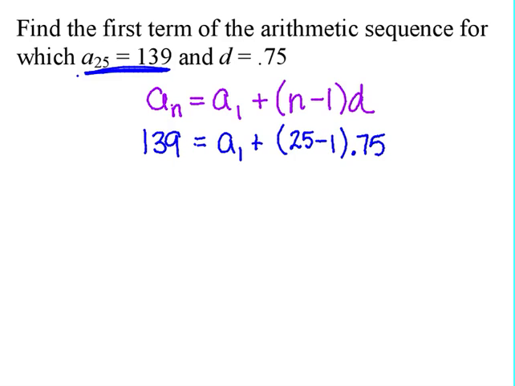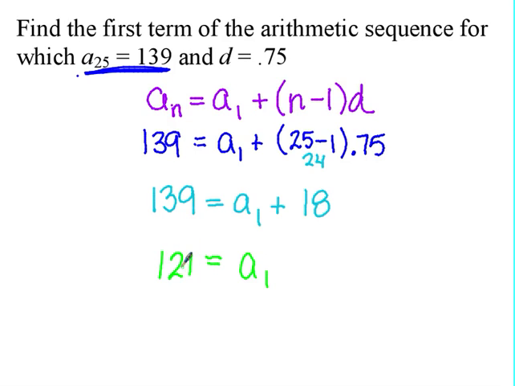So now by plugging all those in, you can see that the only thing left we have is a sub 1, so all we need to do now is solve that. So 25 minus 1 is 24. So I end up getting 139 equals a sub 1 plus 18. So what does your first term equal? 121, because all you're going to do to solve that is subtract 18.